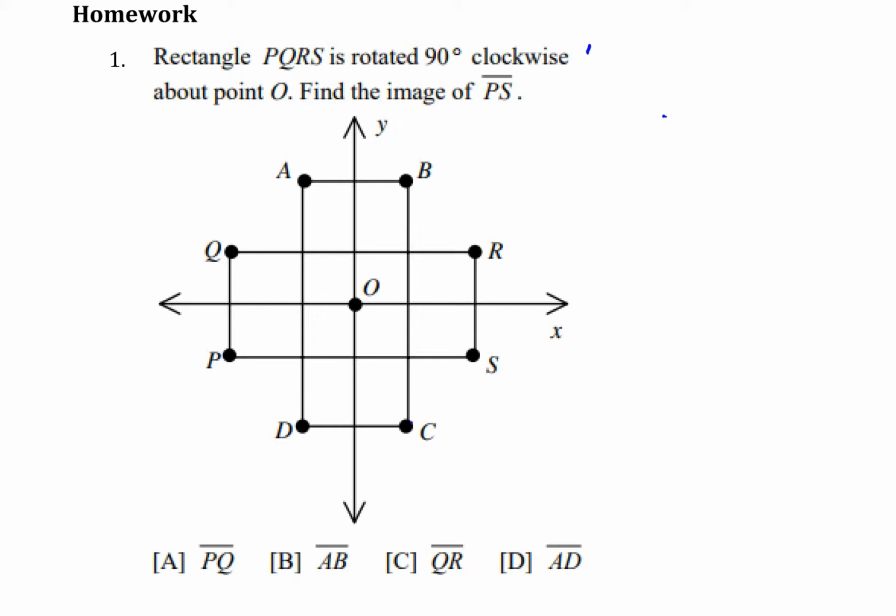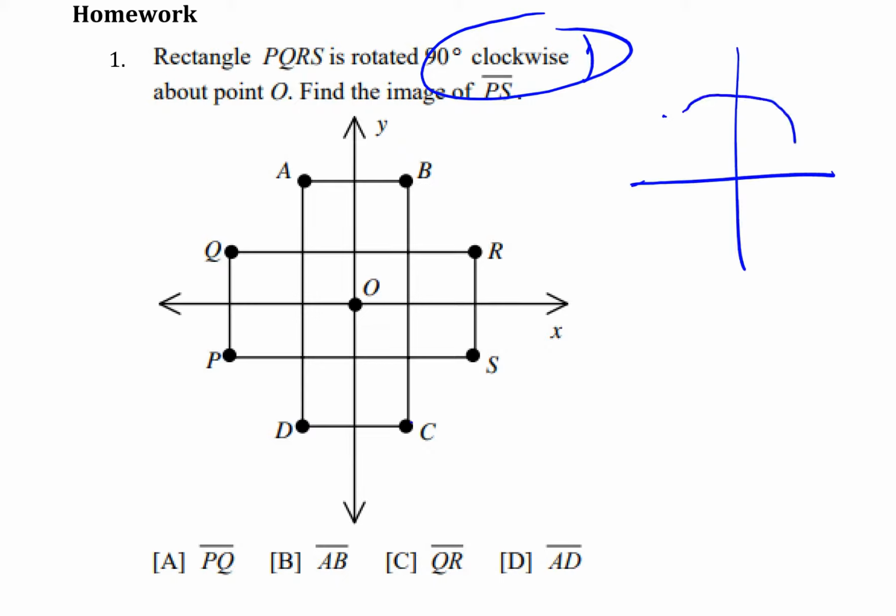Let's jump right into the homework here. For the first question, it's very similar to one we did in class. It's asking us to take this rectangle and rotate it 90 degrees clockwise. Clockwise, remember, is going around the same way that the clock does.